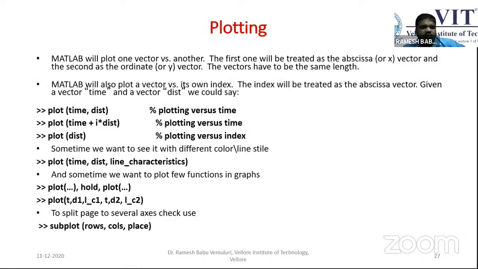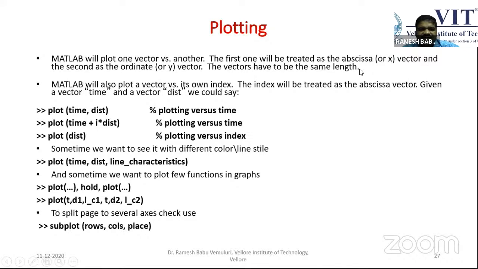And this is about plotting. Next we'll move to the next topic, called plotting. These plots we can do as two-dimensional plots or three-dimensional plots. Normally plot versus time, plotting time comma distance. The plot takes one vector against another vector normally.